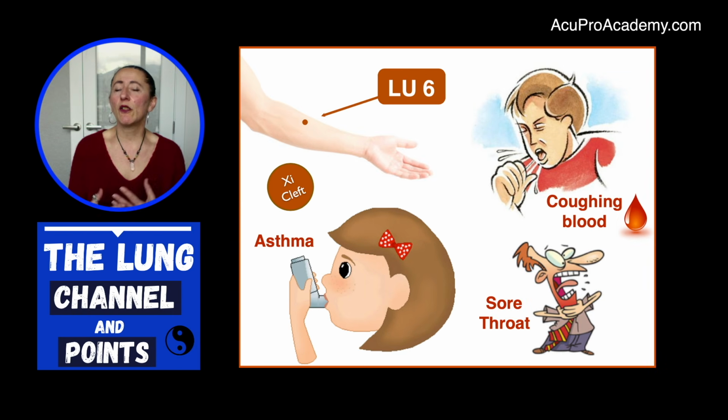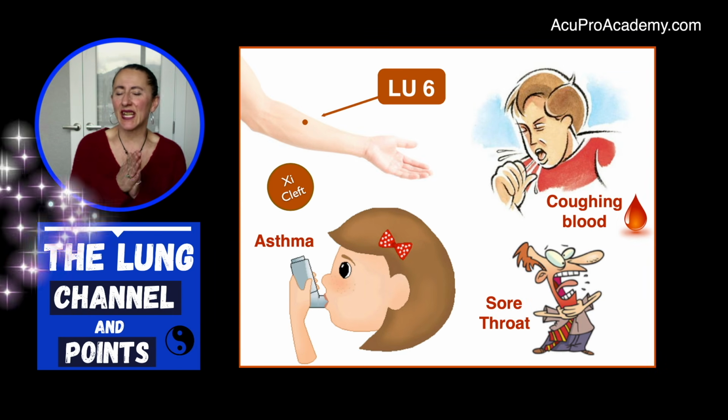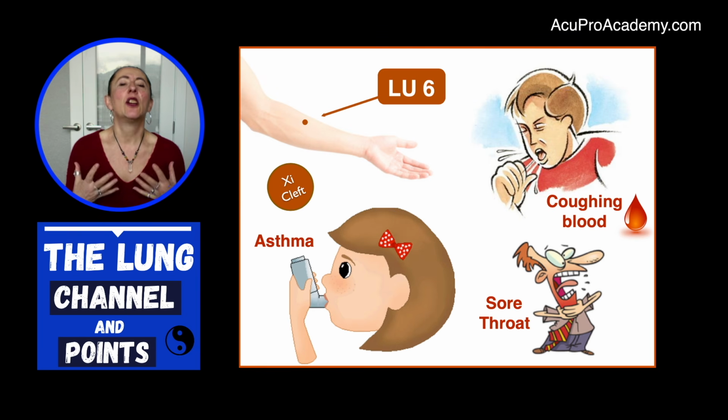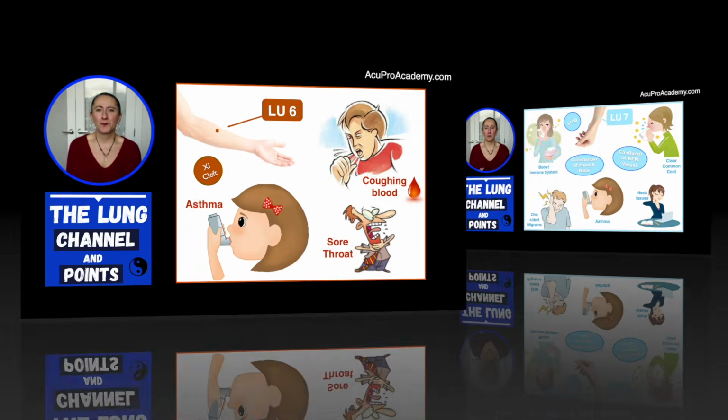Lung 6 is also a special point. It is the Xi-Cleft point of the Lung, and the Xi-Cleft points specifically of the yin channels have a function that relates to blood. So the Xi-Cleft point of the Lung, Lung 6, is the best point for coughing blood. So Lung 5 was the best point for cough, and Lung 6, best point for coughing blood. So putting them together, because they both clear heat, is a powerful tool when there is coughing blood.